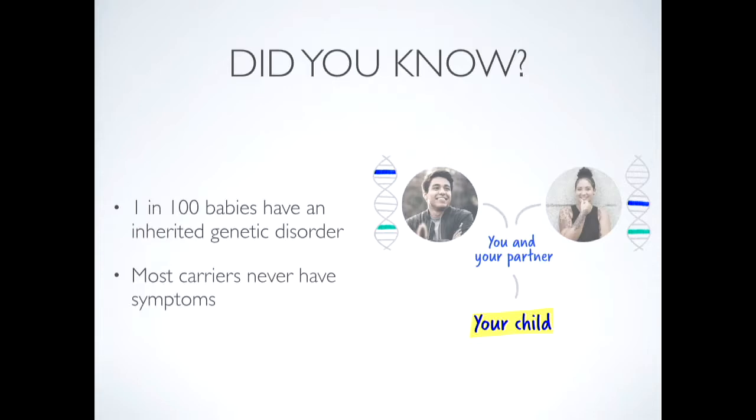Oh, there we go. So did you know that 1 in 100 babies have an inherited genetic disorder when they're born? And most people who are carriers of genetic disorders show no symptoms. So 2 healthy parents can have a child with an inherited genetic disease.